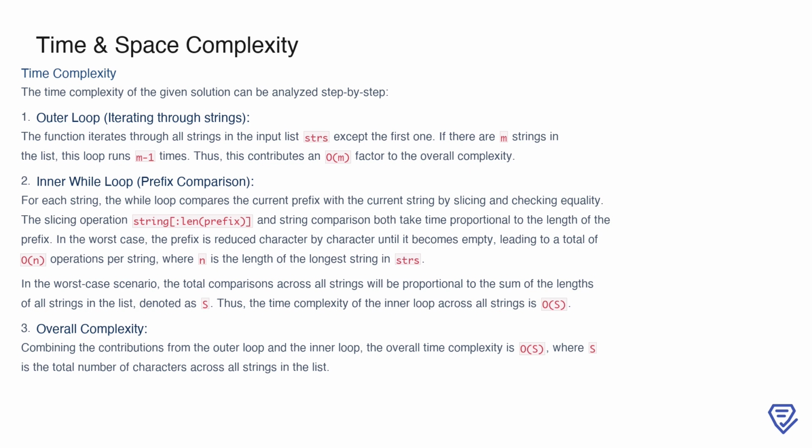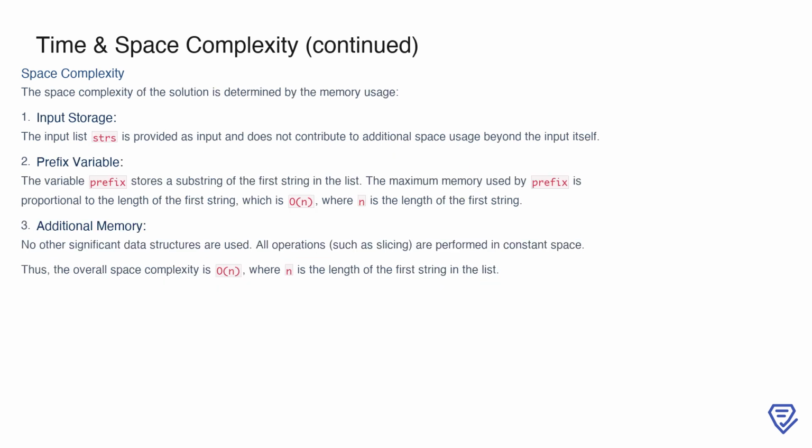Combining this with the outer loop, the total time complexity of the solution is O(s), where s represents the total number of characters across all strings in the list. Turning to space complexity, we analyze the memory usage of this solution. First, the input list strs is given to the function and does not require any additional space beyond its initial storage. Next, we have the prefix variable, which stores a substring of the first string in the list.